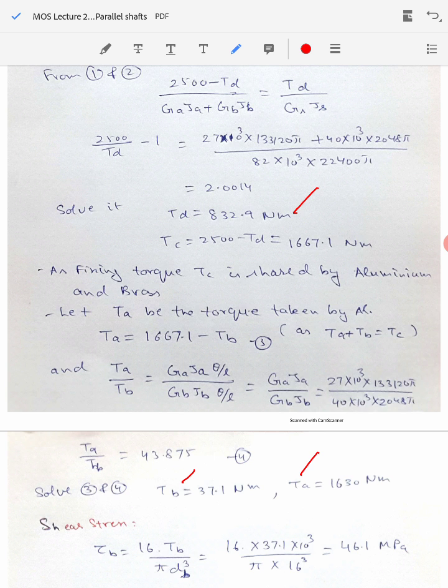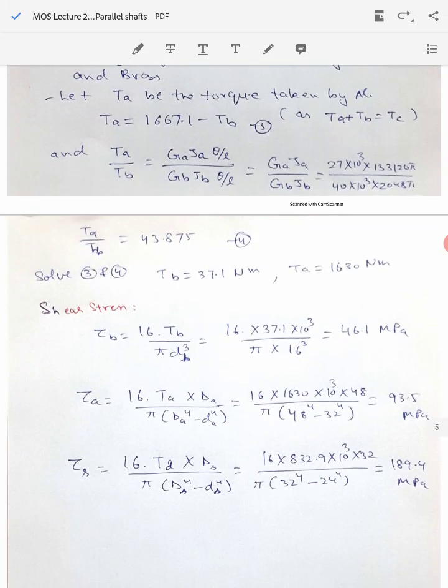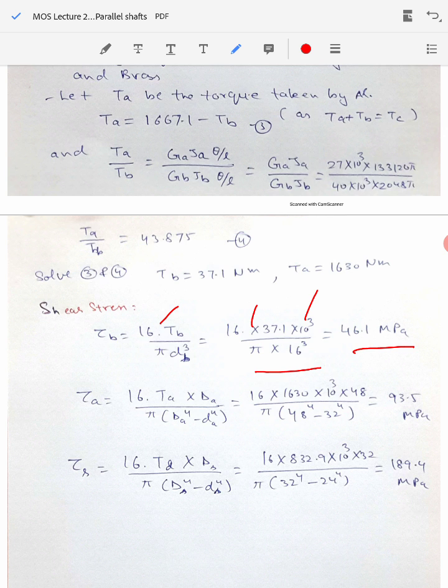So once we have got the values of torque that is being applied in these shafts, we can calculate the shear stresses by simply using the formula T by J is equal to tau by R. R will be equal to D by 2 here in this case. So we know that for the solid shaft the formula is tau is equal to 16 T by pi d cube. So 16 times the torque on the brass shaft, 37.1 into 10 to the power 3 Newton millimeter, equals pi into 16 cube. The diameter is 16 millimeter. You can get the value of tau b as 46.1 megapascal.